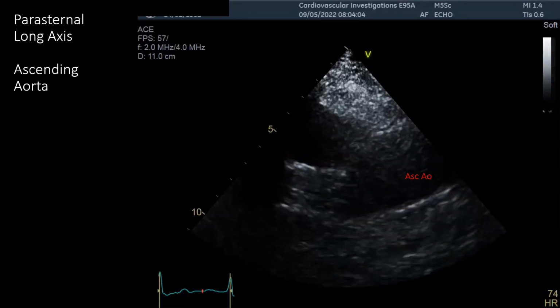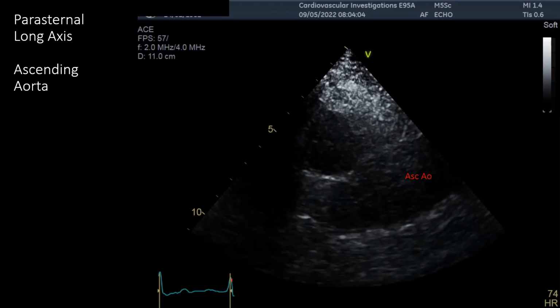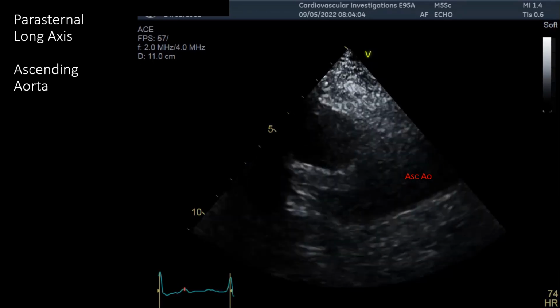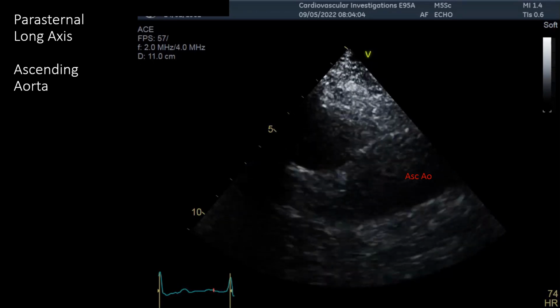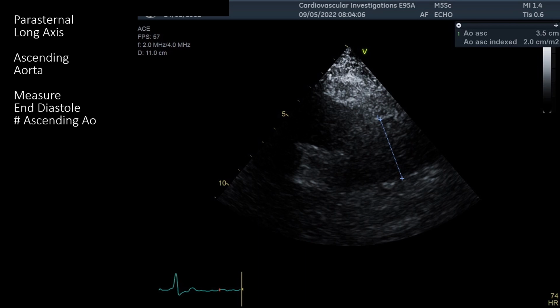This is a view of the ascending aorta, and this is obtained usually by moving up a rib space from the previous images. This is a frozen image of the ascending aorta, which allows us to make a measurement which we can again compare to standard values.